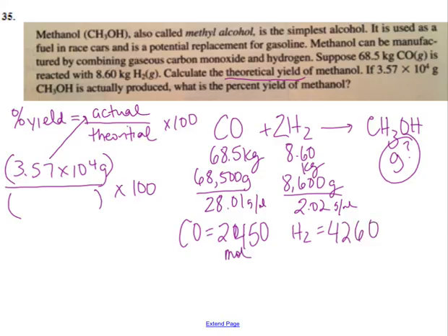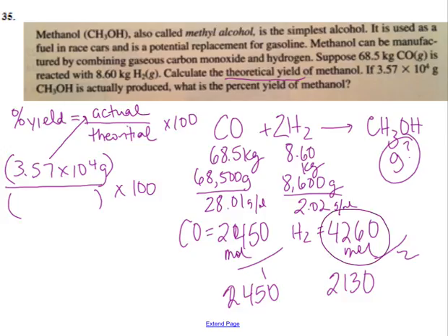All right, so there are my 2 moles. Before I can decide which one's limiting, I need to see, based on the mole ratio, what's going to run out first. This one is a 1 to 2 relationship. What is 4260 divided by 2? 2130. So who's going to run out first? Hydrogen's going to run out first. This is my limiting reagent. This guy is in excess.